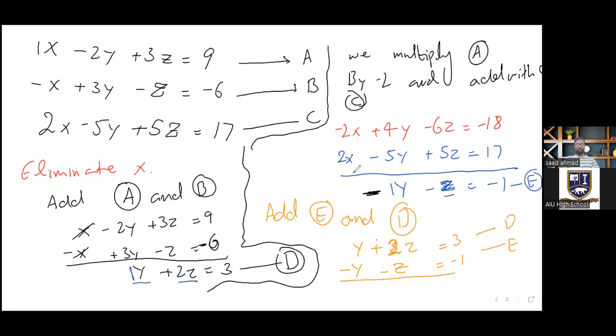So we are adding, so we do not need to change the signs. So this will be 0 and this will become z equals 2. So z is equal to 2. So what we got here is we solved one of the equations, which is z equals 2.